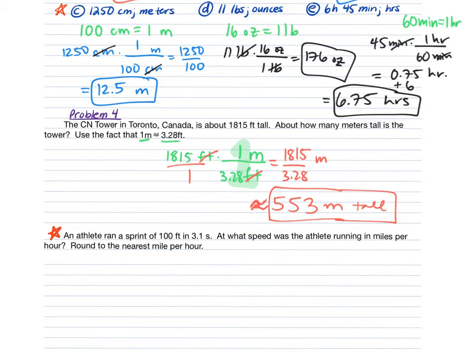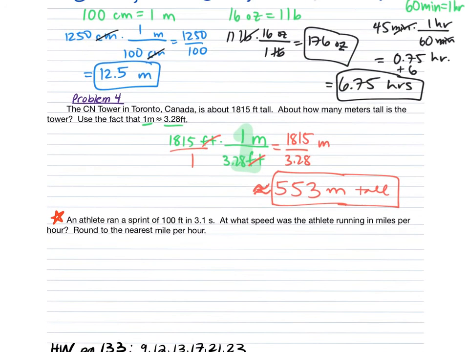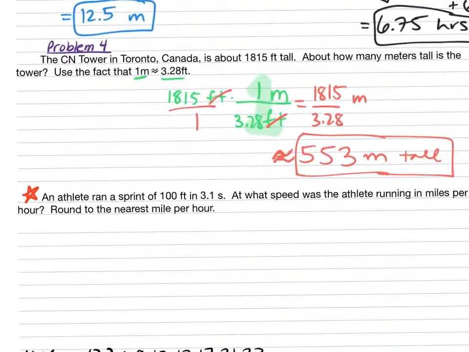Try this next one on your own. Be careful here. It is sprint feet per second. They want to know the speed in miles per hour. So you need to switch feet to miles and seconds to hours. Actually, let's do this one together. I remember this one from last year, and this one drove everyone crazy. So we'll just do this one together.